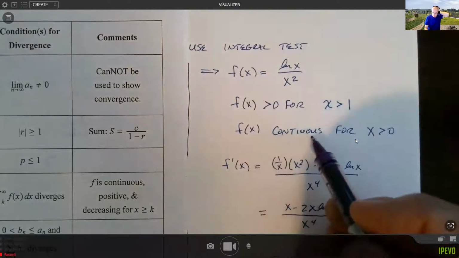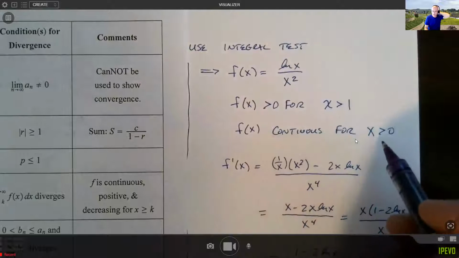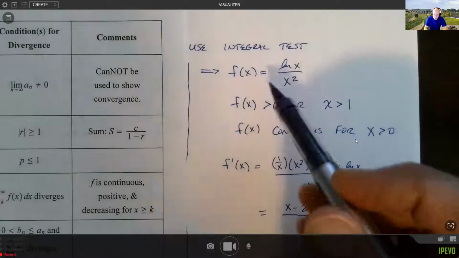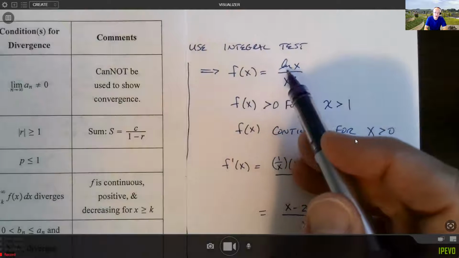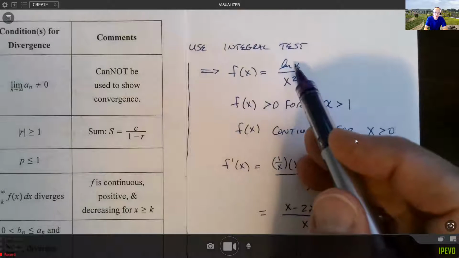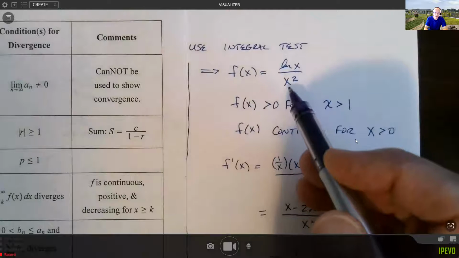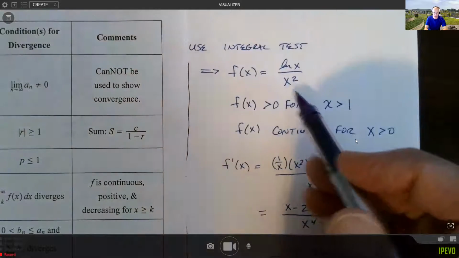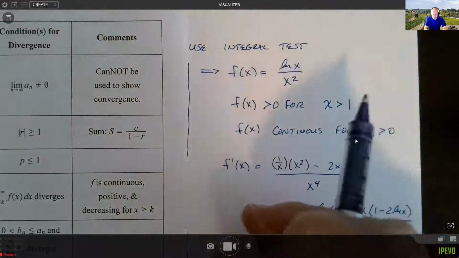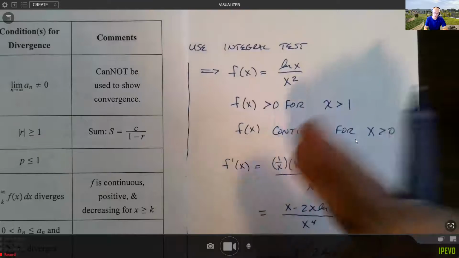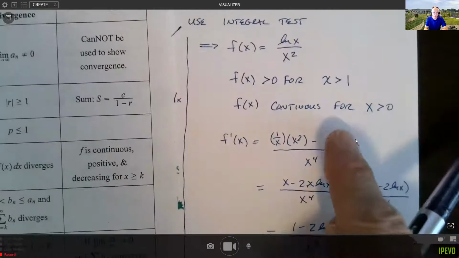The function's continuous for any value of x greater than 0. Clearly, the function is not even defined for values of x that are 0 or negative, because of the natural log function, and of course we can't divide by 0 either. So there's a vertical asymptote at x equals 0, and there are no negative values for this function, which doesn't really matter since we're looking at the summation from 2 to infinity. So we're certainly only looking at positive numbers.